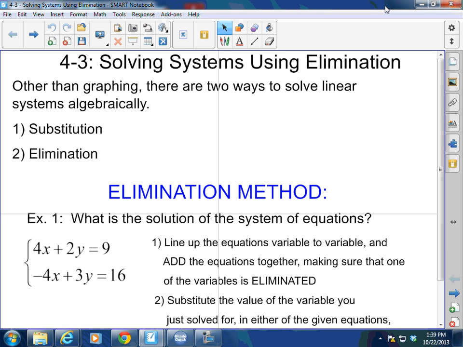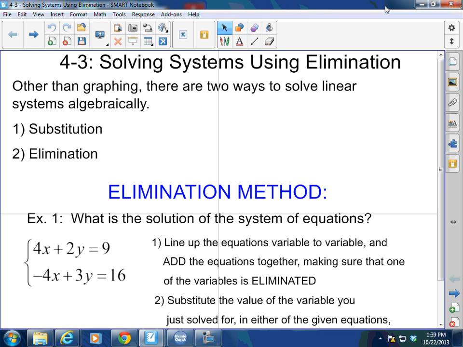We're going to continue with systems, and we're going to be talking about solving systems with elimination. Remember that other than graphing, there are two algebraic methods to solving systems. One of them we've already learned, substitution. That's when you solve for one variable, substitute it into the second equation, solve for the second variable, and then plug that back into the original equation to find the second variable.